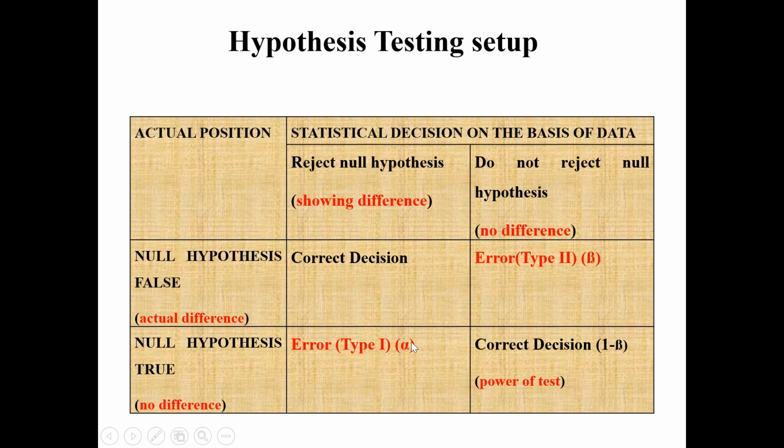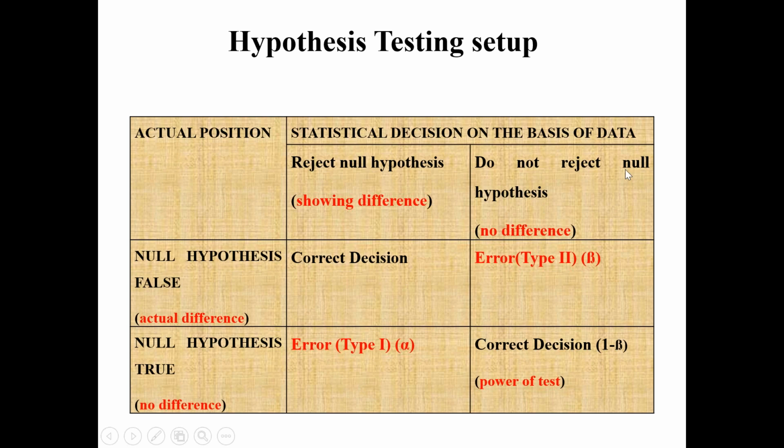Now this is important for the test of significance. This error is kept at 5% level. It should be kept at 5% level. If it is more than that, then the test of significance is not reliable. The 5% level is equivalent to 0.05.